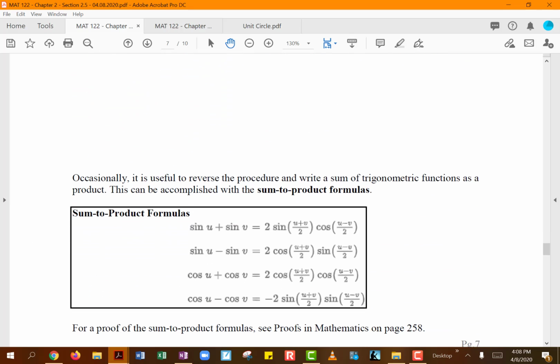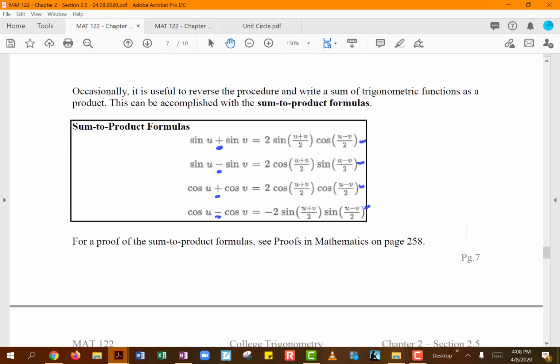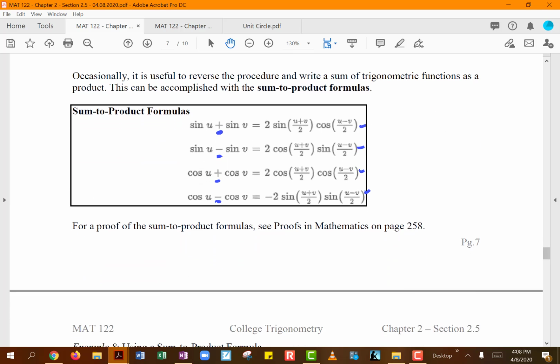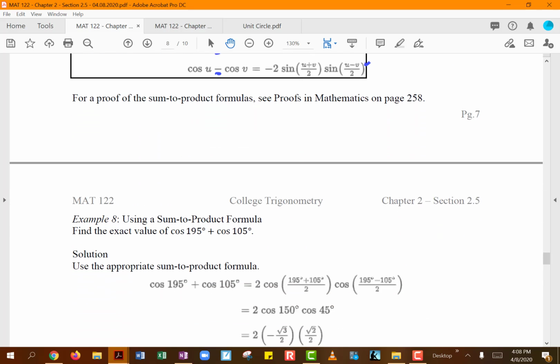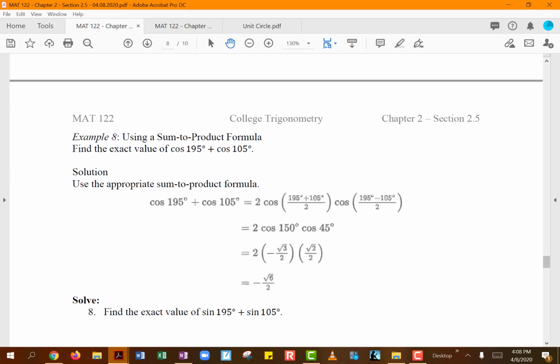Now, sometimes we may have to reverse that procedure. Instead of going from product to sum, we may need to rewrite sums as products, right? So we go in the other direction. This is where we get our sum to product rule. You can see these were either sums or differences, and now they are going to be products on the right hand side, because you're multiplying sine with cosine, or cosine with cosine, or sine with sine. Again, you have proofs for these in your textbook if you want to see how they came up with this. But let's see how to put this rule into use.